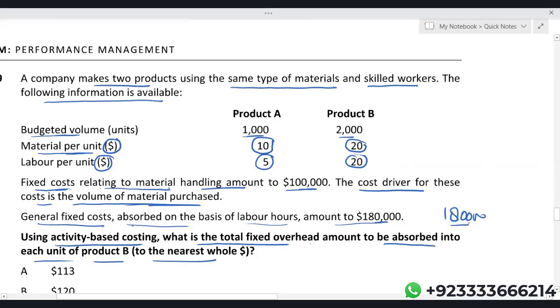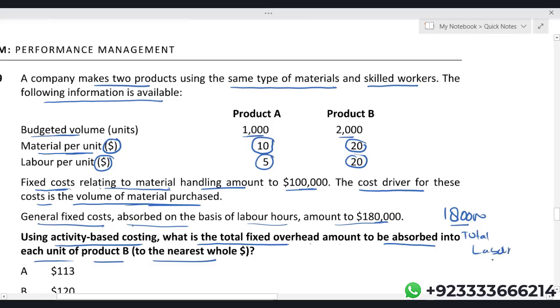Now this 1,80,000 will be divided by... because the examiner has not given us labor hours per unit. The examiner has given us labor cost per unit. Now, how will you calculate the FOH rate? Very simple. Now, 180 will be divided by total direct labor cost.